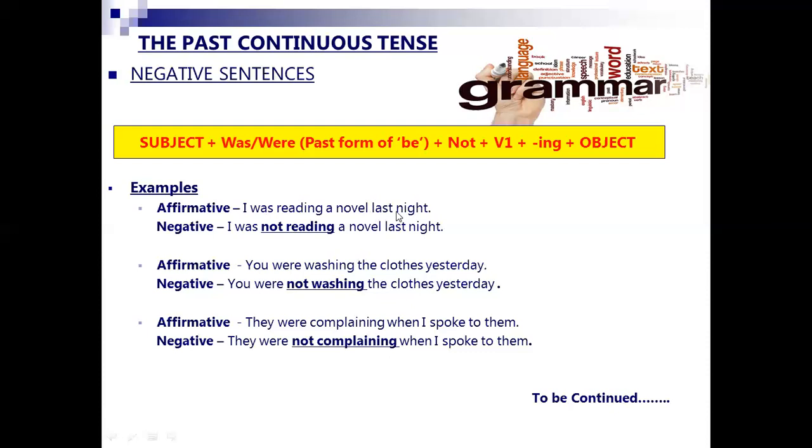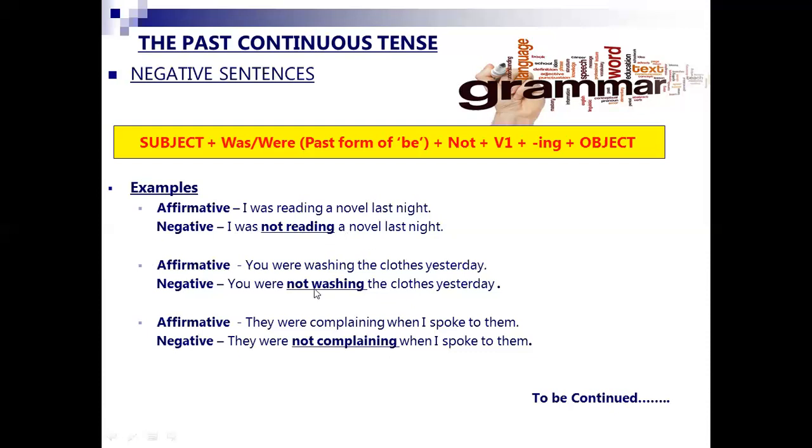I was reading a novel last night. This is an affirmative sentence, meaning a positive sentence. Here, negation is not there. Negation is absent in this sentence. That's why it is affirmative. Now, if I want to convert this affirmative sentence into negative, what is the formula? Subject will remain as it is. Then from was and were we have to select the correct helping verb according to the subject. Here the subject is I, that's why was will come here because after I always was comes. Next is not, because it is negative. So not plus verb plus ing, not reading a novel last night. I was not reading a novel last night.